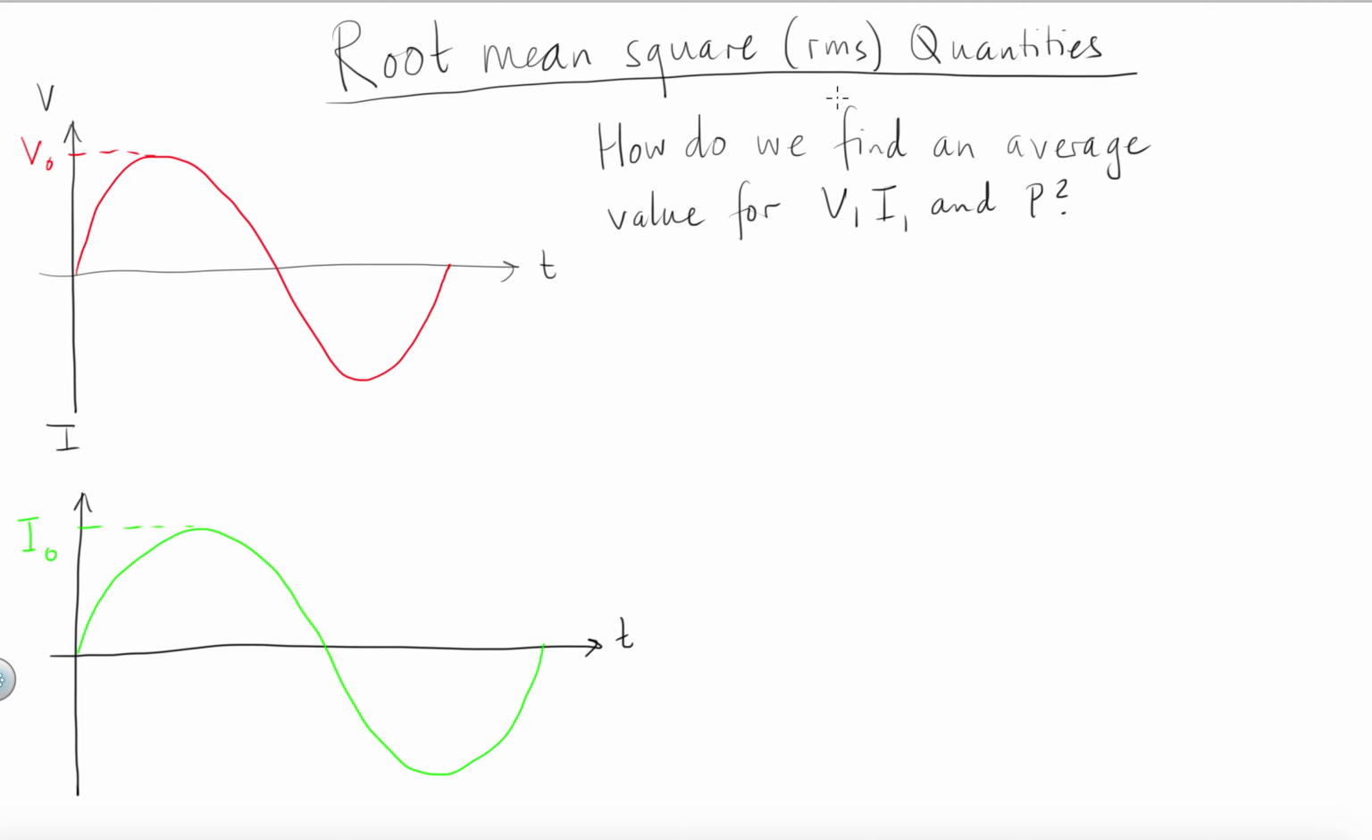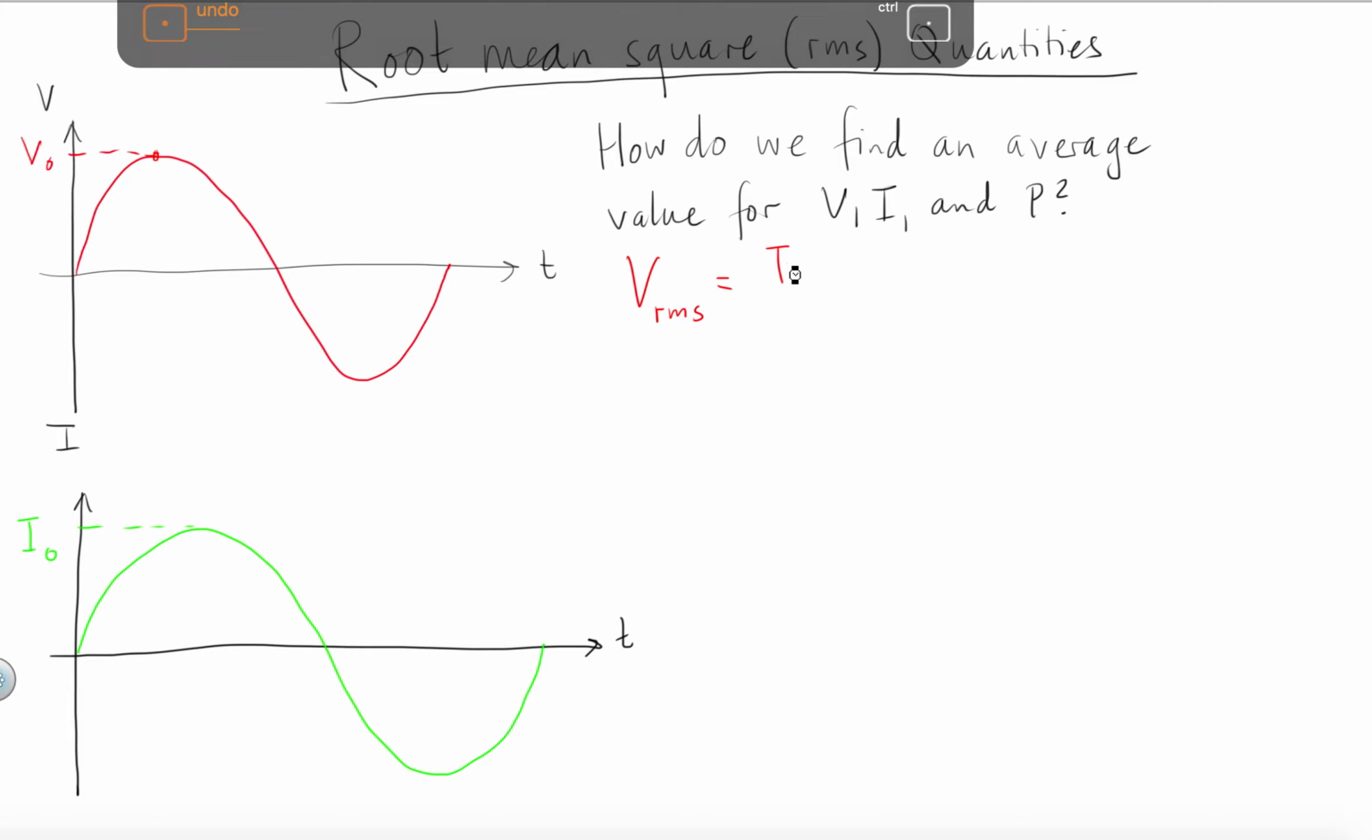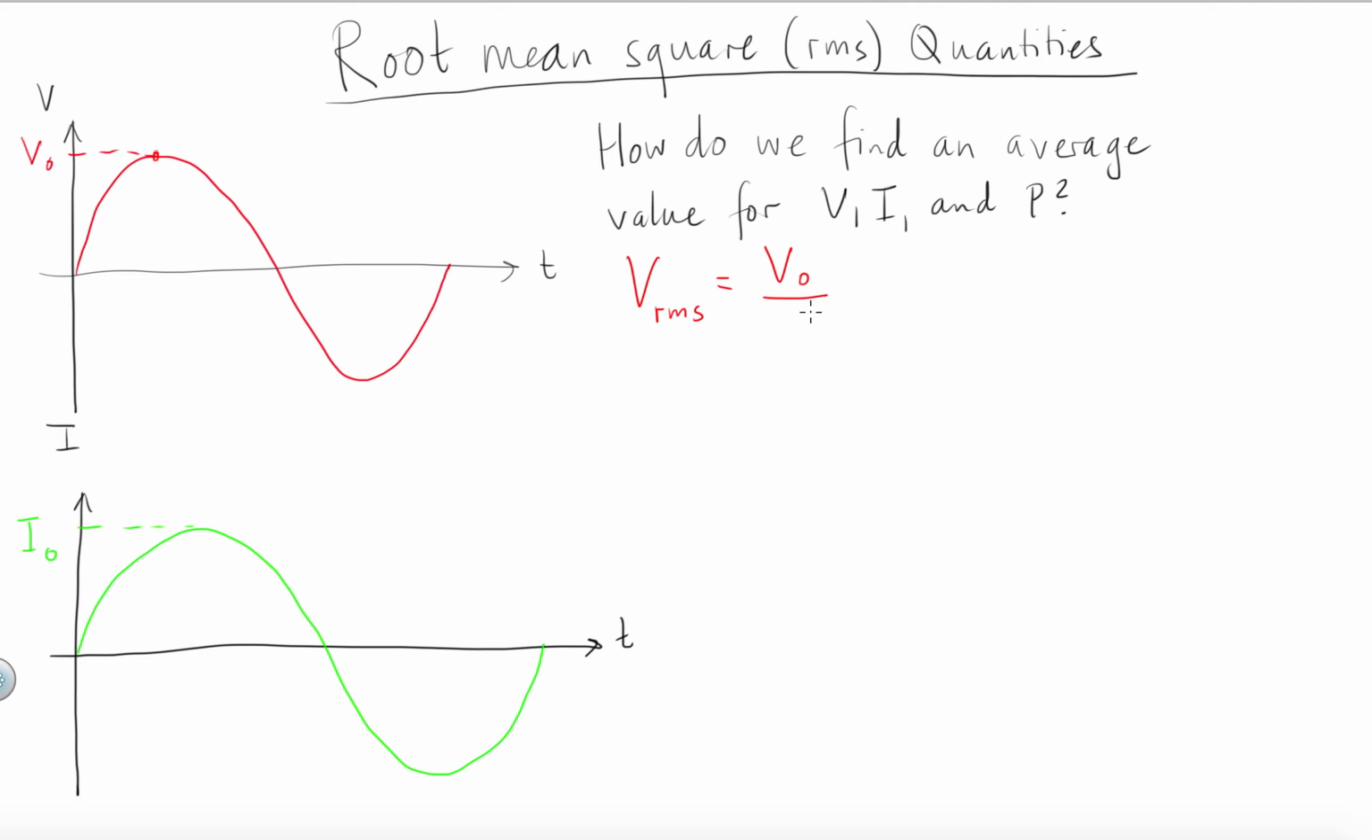And there is a derivation for this, but I'm not going to go through it. Basically, if we have the peak value, which is the maximum value of the voltage given by reading off at the maximum, then the RMS value for the voltage, which is denoted VRMS, is equal to the peak value for the voltage divided by the square root of 2. Now, square root of 2 is roughly 1.4, so 1 divided by 1.4 is 70%. So the RMS value on this graph would be about here.